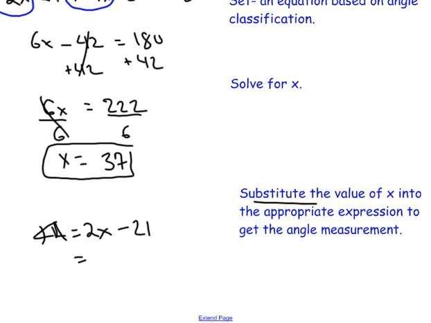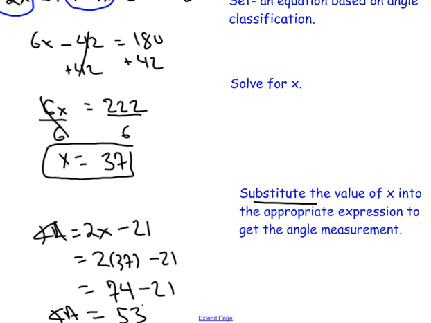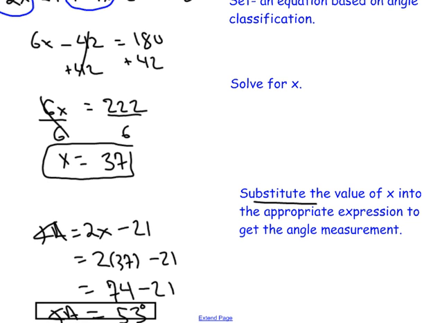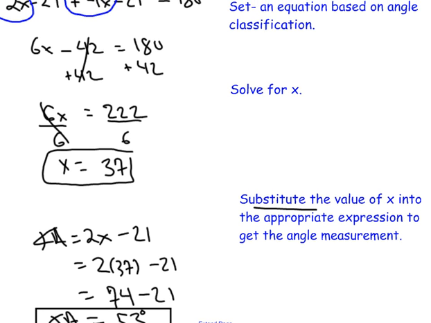Now I'm going to substitute. So it's going to be 2 times 37 minus 21. 2 times 37 is 74. 74, subtract 21, I get 53. So that means angle A is 53 degrees. And that will be our final answer. 53 degrees for angle A.